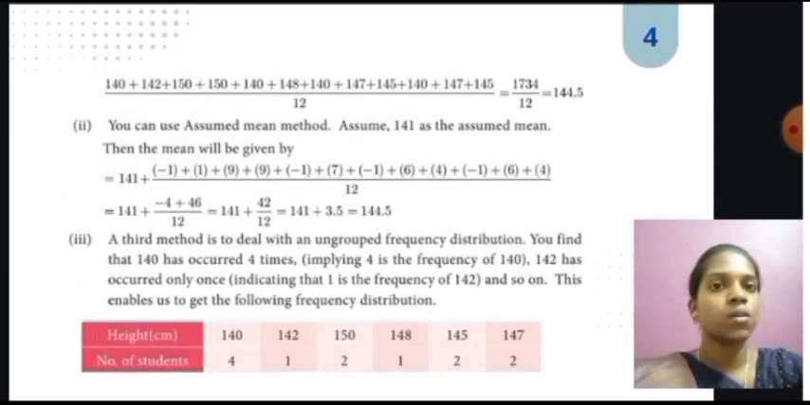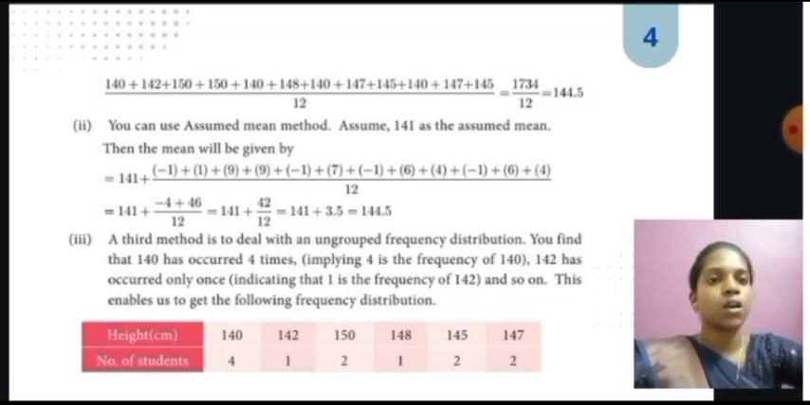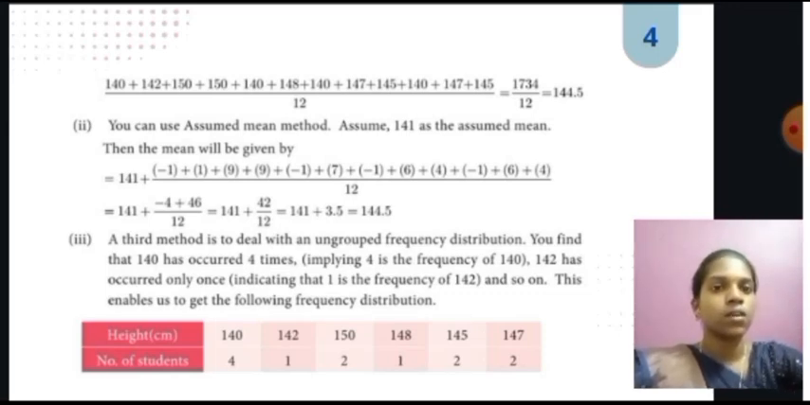Second method is you can use the assumed mean method. Assume 141 as the assumed mean. Hence, we can find out the mean as 144.5. Third is to deal with an ungrouped frequency distribution. You find that 140 has occurred 4 times, implying 4 is the frequency of 140. 142 has occurred only once, indicating that 1 is the frequency of 142 and so on. Hence, we can get the following frequency distribution.